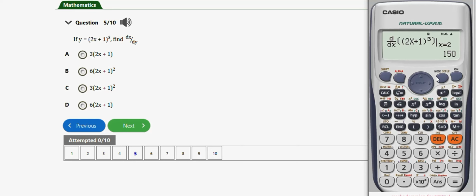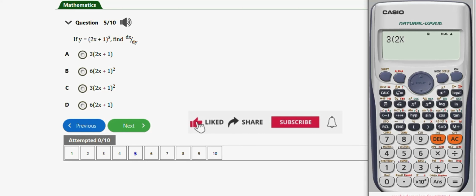We have 150. So let's simplify the options. Anyone that gives us 150 will be the answer to this question. Alright, so let's begin with option A. So we have 3 in bracket 2x plus 1, close the bracket.